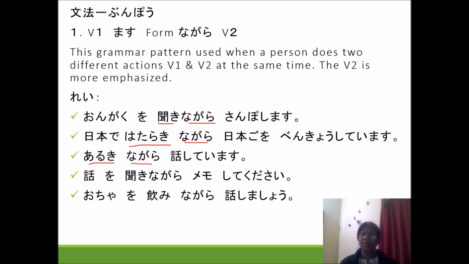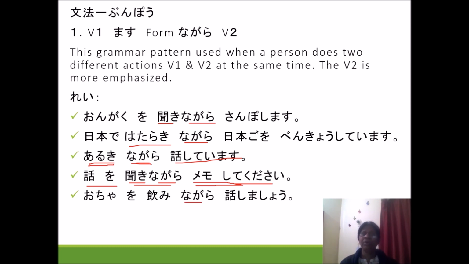Aruki nagara hanashite imasu. While I am walking, I am talking. Hanashi o kikinagara memo shite kudasai. While you are listening to the talk, please write down. Please write down while you are listening to the talk. So, kikimasu, kikinagara. Next, ocha o nominagara hanashimasu.